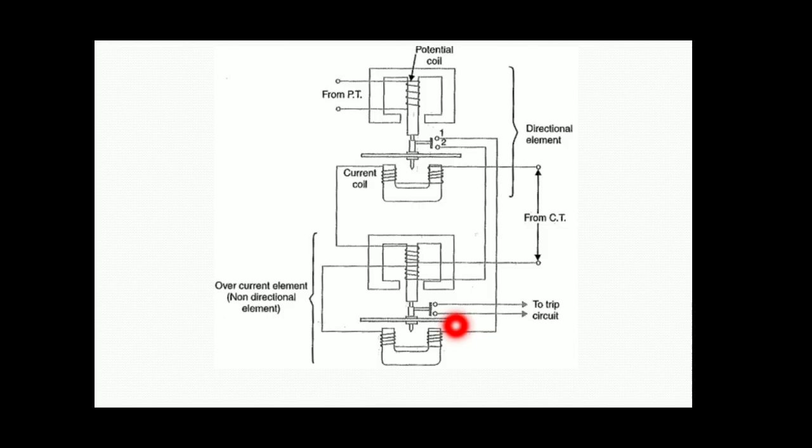It consists of two parts: the directional element and the overcurrent element. The directional element is the same as that of a directional power relay. The overcurrent element is the same as that of a non-directional overcurrent relay. Constructionally we have the same parts, but the operation is a combination of both the directions and the overcurrents.